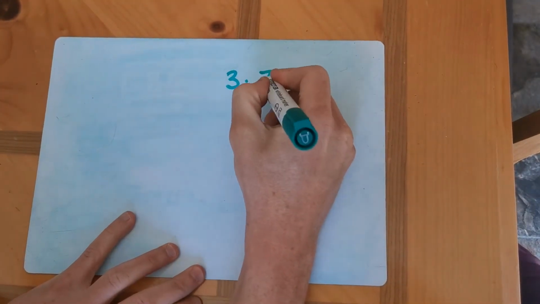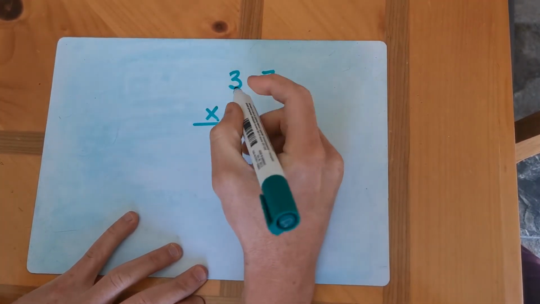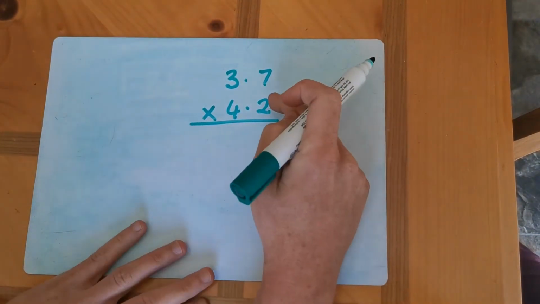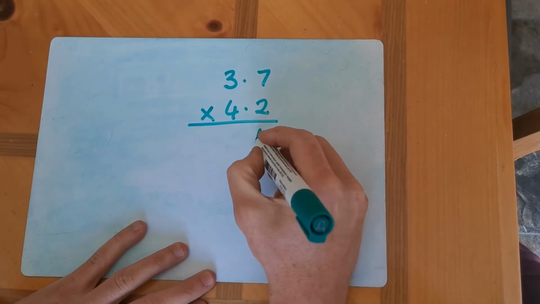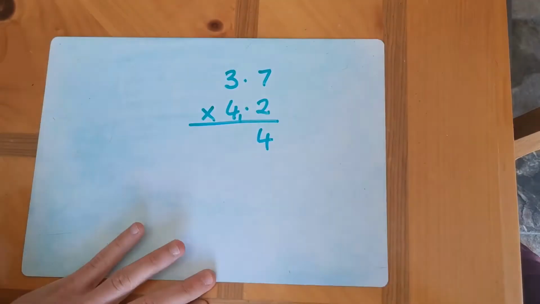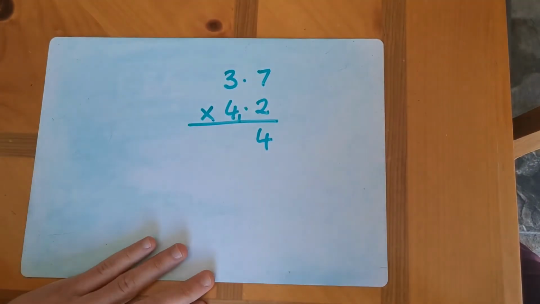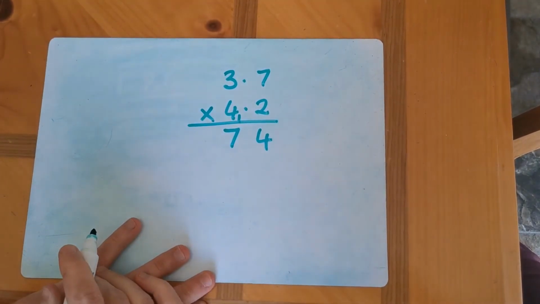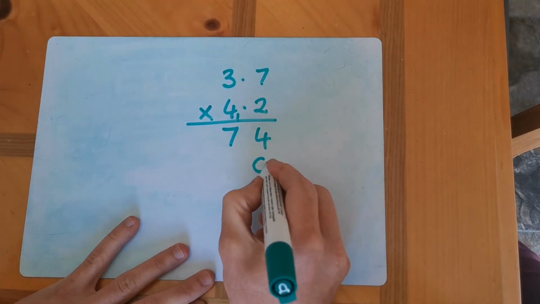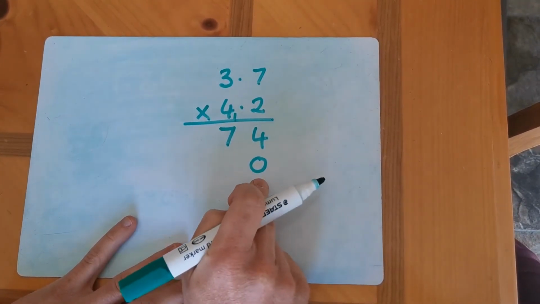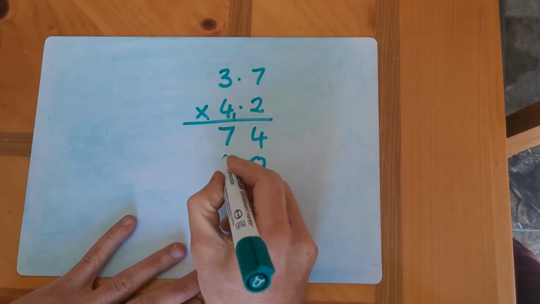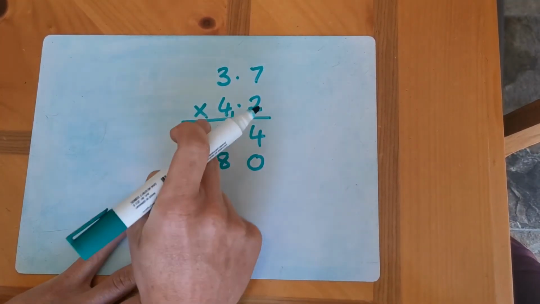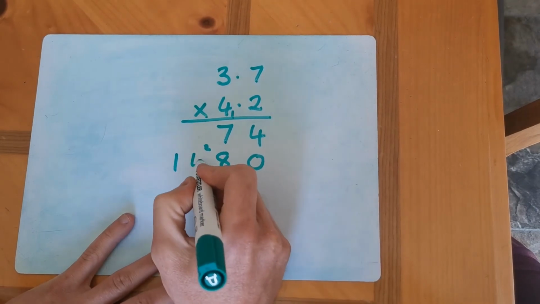And our final example today is 3.7 multiplied by 4.2. Okay, so here we go. 2 multiplied by 7 is 14. I put down my 4, I carry my 1. Again, I'm ignoring the decimal points until the end of the sum. 2 3s are 6 and 1 makes 7. Then I'm going to multiply in the second row, so I always put down the 0 first. 4 7s make 28. Put down my 8 and carry my 2. 4 3s are 12. 12 plus 2 is 14.